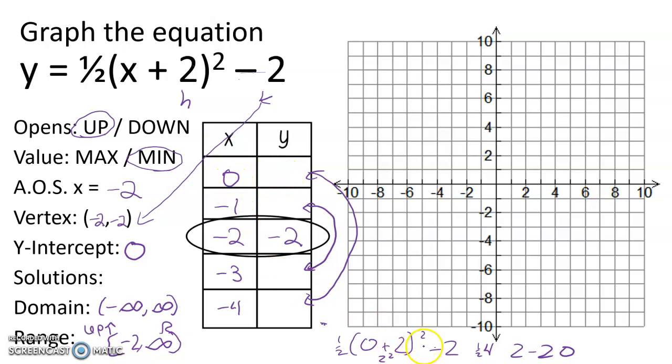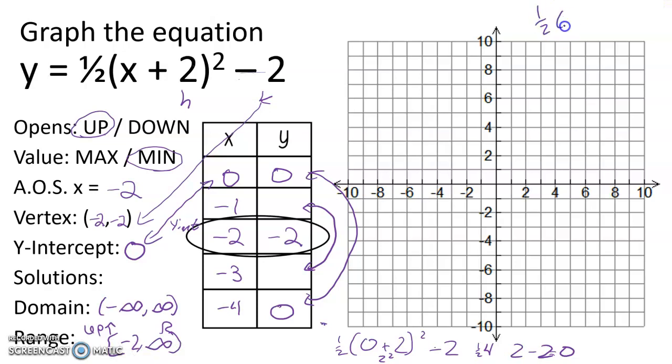What did I do down here when I plugged in 0 for x? I got 0. So I already know without even doing any math, that y value is 0, which means that this -4 is 0 as well. Again, if the x value is 0, that's the same as the y-intercept. So now all we have to do is plug in either -1 or -3.